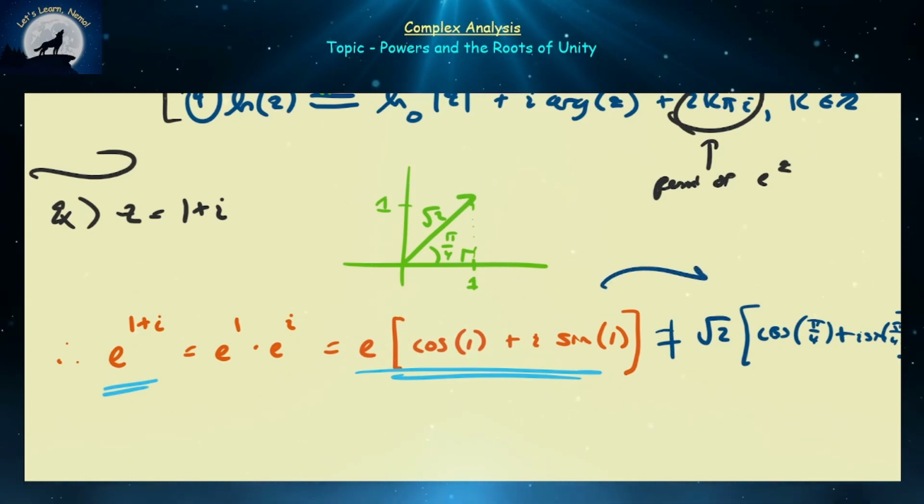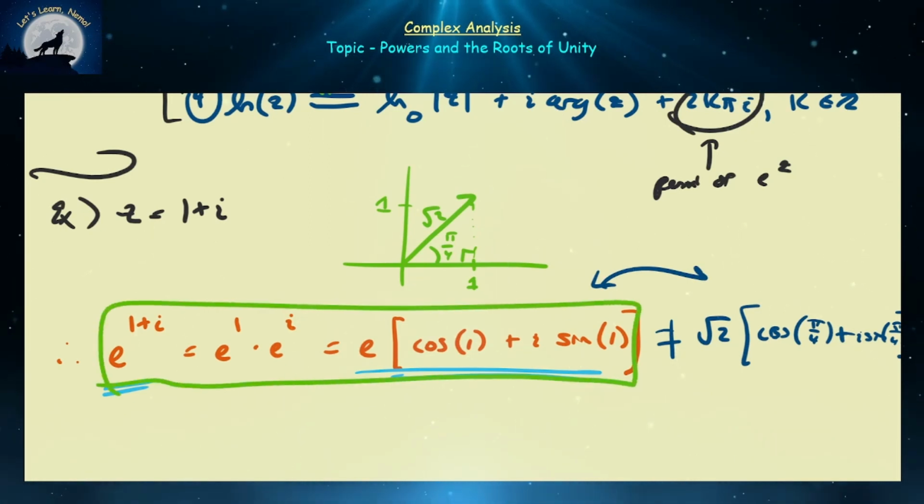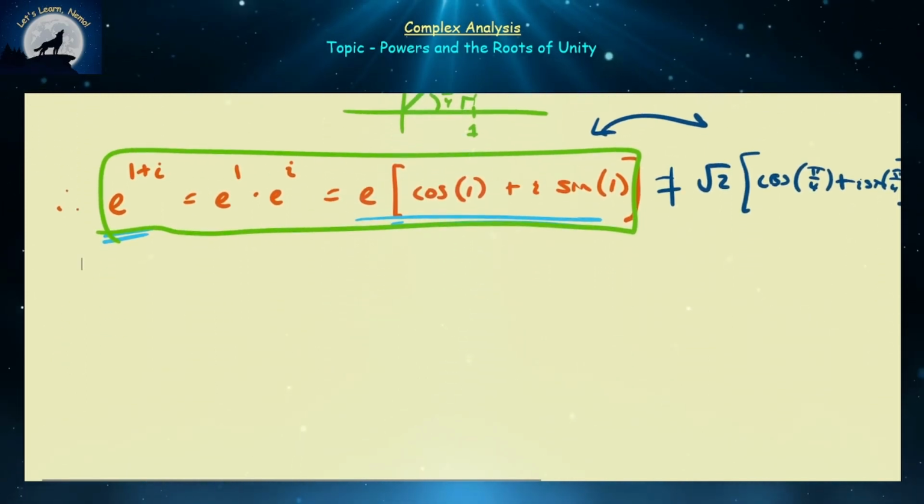And you should be able to verbally explain why these two are not equal to each other, and this is its true form. Right? So that's the first thing. That's what e to the 1 plus i is. Now let's figure out what the natural log of 1 plus i is.